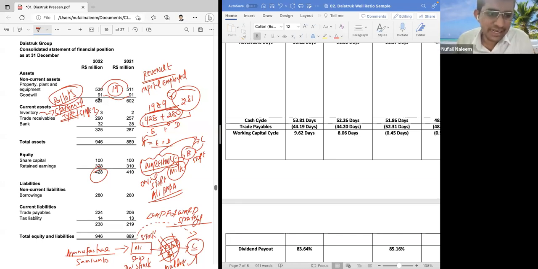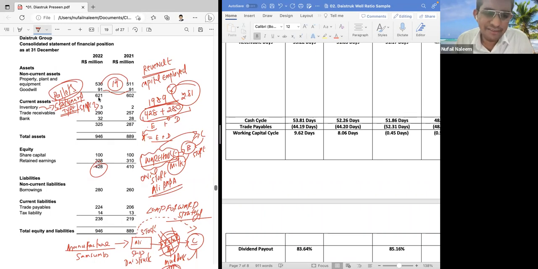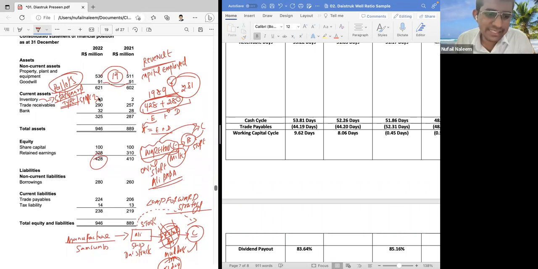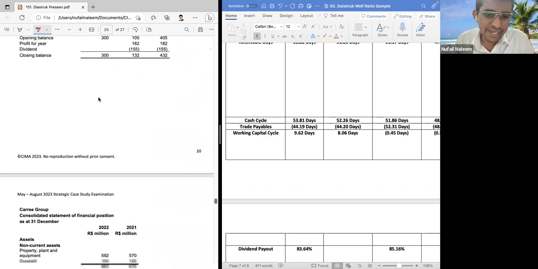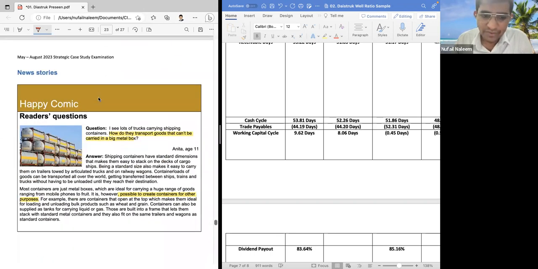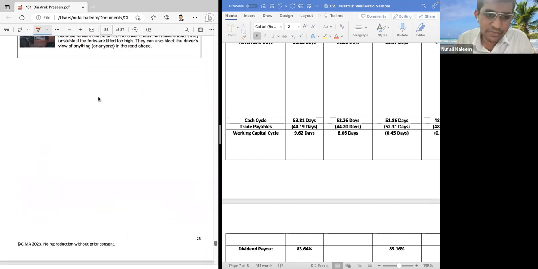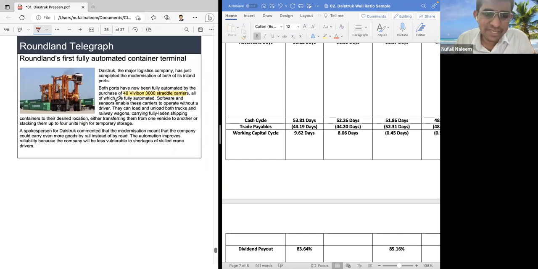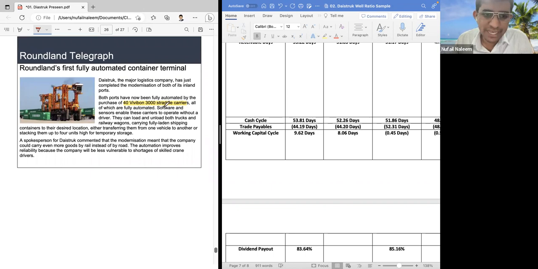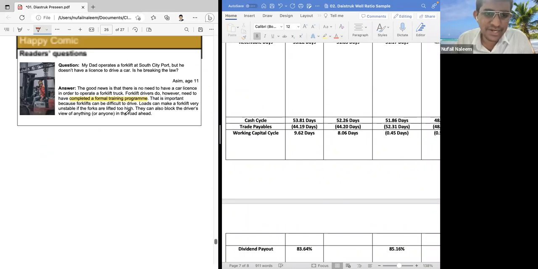Now, what you are saying is 100% agreeable, because we are not effectively observing any changes from the automation in the financial statements. It's a very good question. So I'll quickly go to the automation part so that it will be very clear. They have purchased 40 VB1 and 3000 straddle carriers. Now all are fully automated. Okay. So software and sensors enable these carriers to operate without any drivers. Now that's a practical question you are asking.